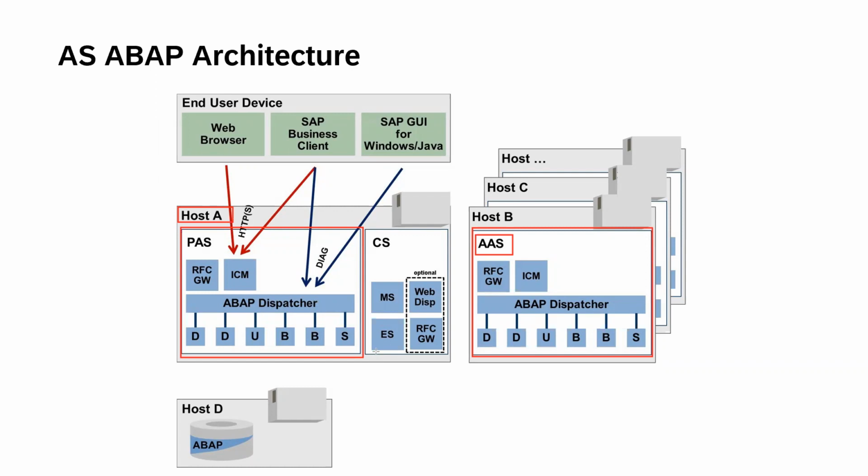We are now able to understand what an application server is and what the instances are. How many types of instances we have in an ABAP application server, that is the point we covered. What are the processes inside an application server? How many types of instances do we have? Can anyone tell me?